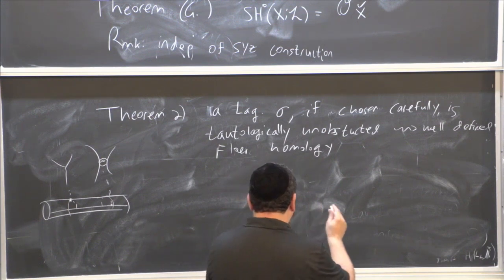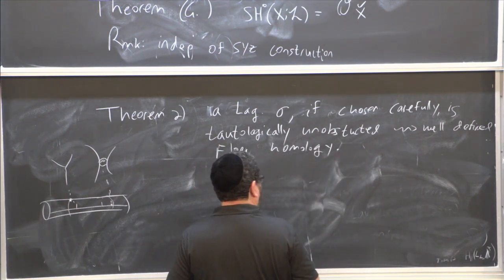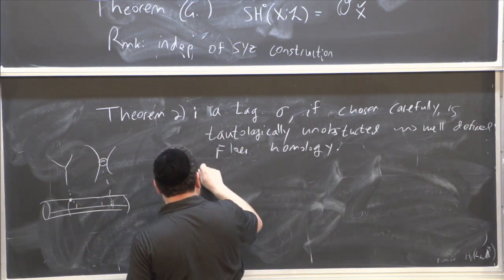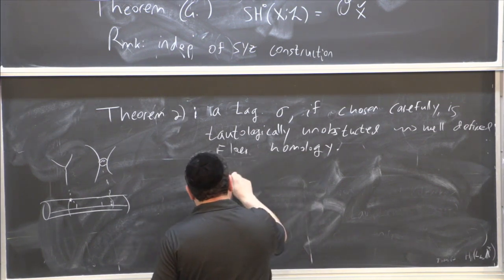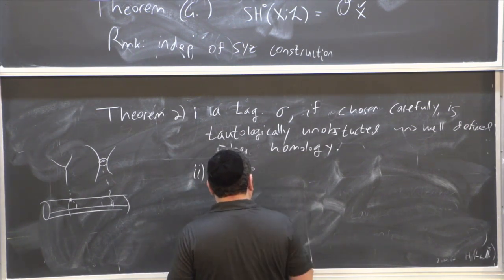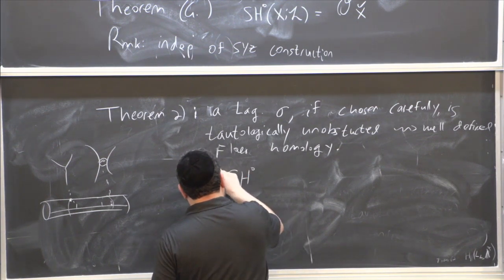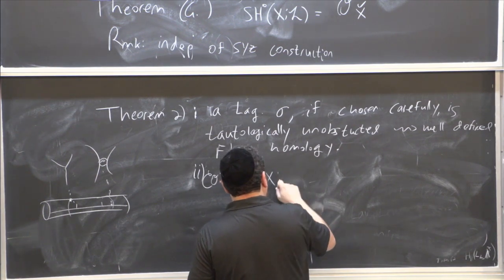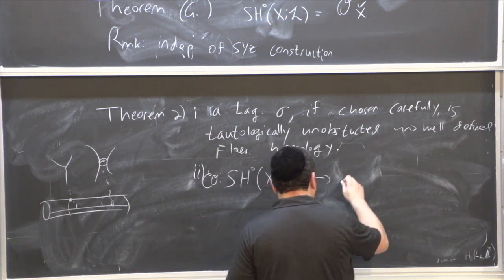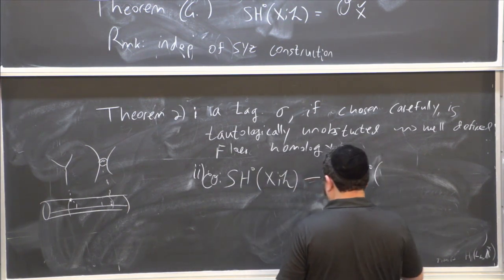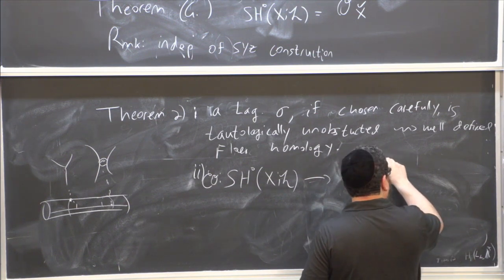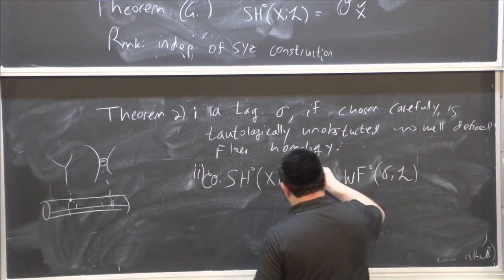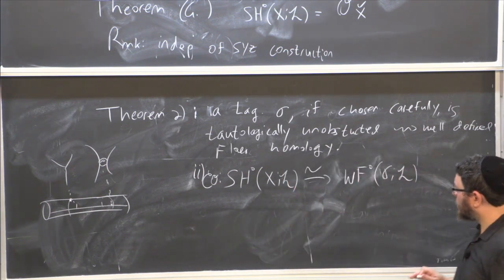Okay, so I claim that would be, let's call it, the first part. The second part would be that there is an open-closed map, a closed-open map, which goes from the zeroth symplectic homology to the wrapped Floer homology of this section, which I called sigma. And it's an isomorphism.